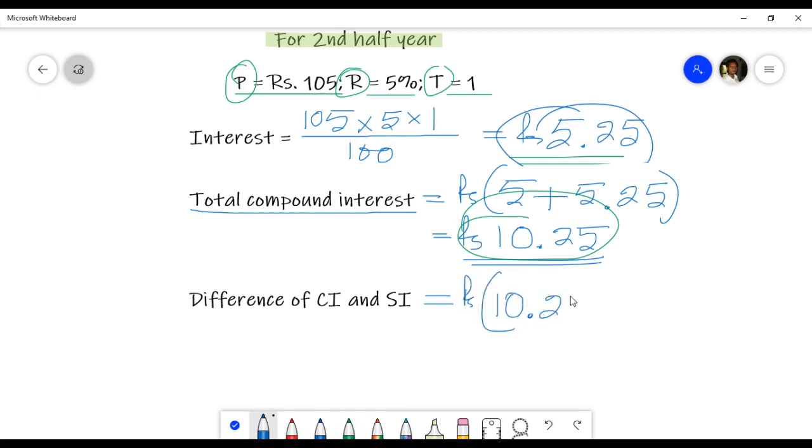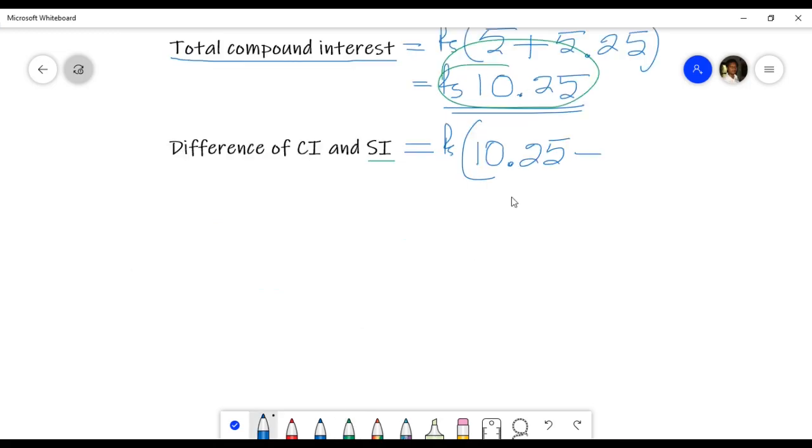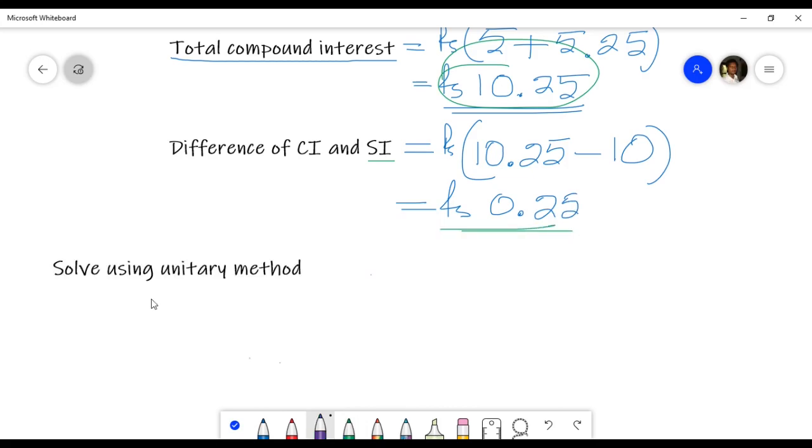The difference of compound interest and simple interest will be the total compound interest minus simple interest, that is rupees 10 is the simple interest. So the difference will be rupees 10 and 25 paise minus 10. So how much do we get? We get it as 25 paise. Difference of compound interest and simple interest is 25 paise.